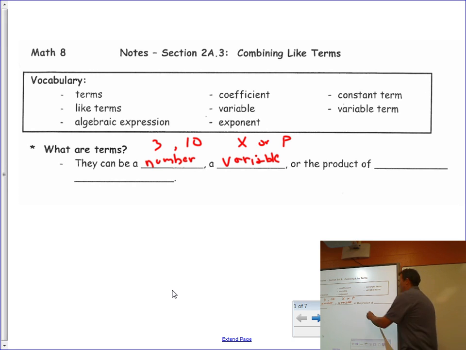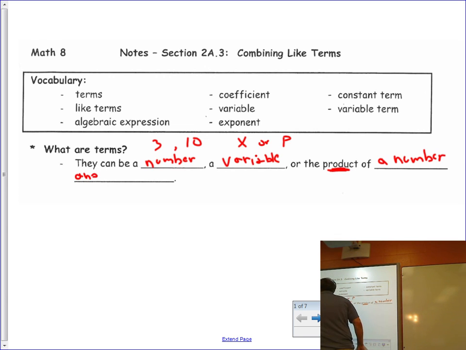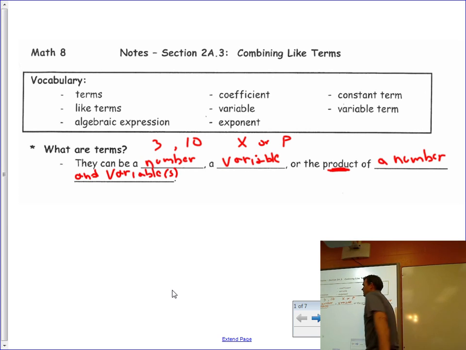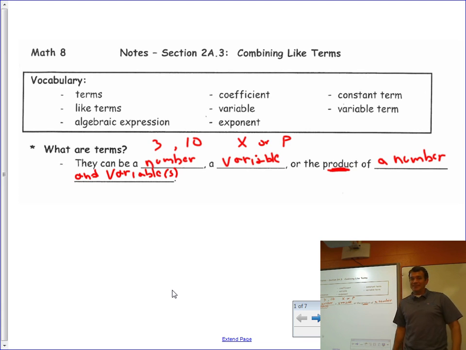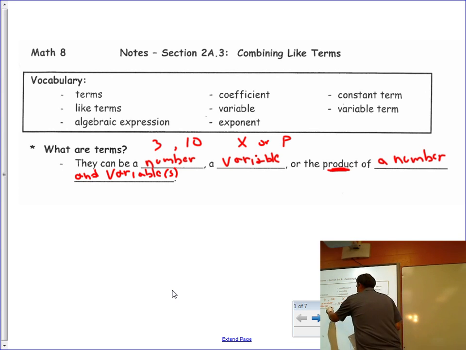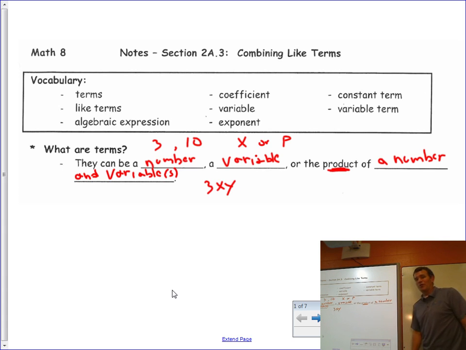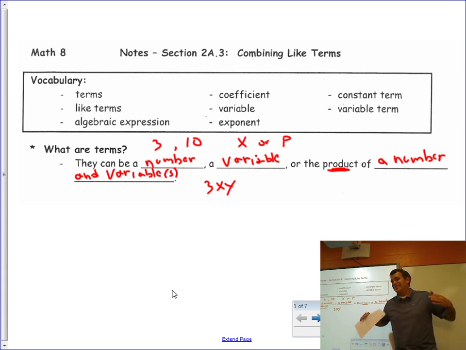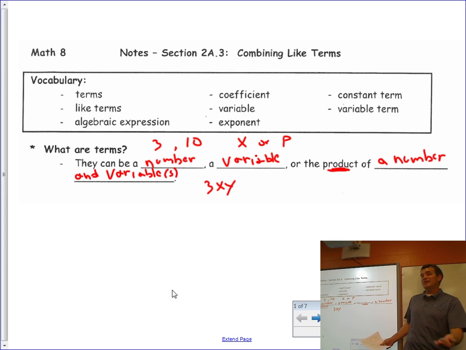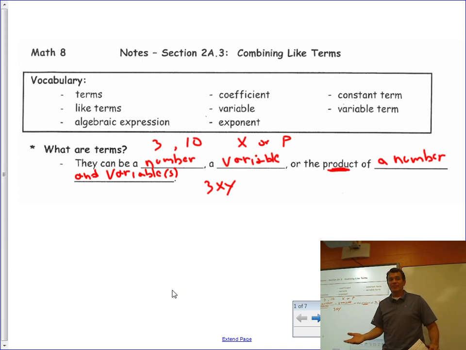Or the product of a number and variables. Remember, the word product in math means multiply. So when I say the product of a number and variables, you could have a number times a variable or more than one variable, and all of that is a single term. 3 times x times y. That is a single term, just like the number 10 is a single term.